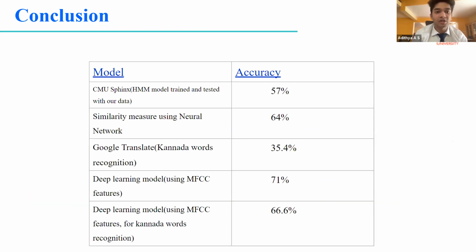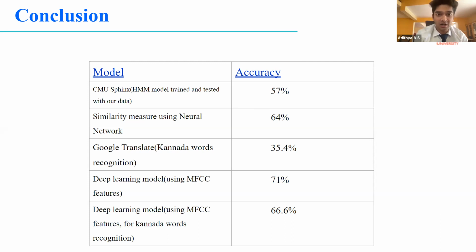Now, finally concluding, we checked the accuracy against the currently existing models for our data set. We used CMU Sphinx, which is a hidden Markov model, and we trained this using phonemes. We added phonemes and trained it with our data set, and the accuracy came out to be 57%. Similarly, we did it with the help of a neural network, and that measure came out to be 64%.